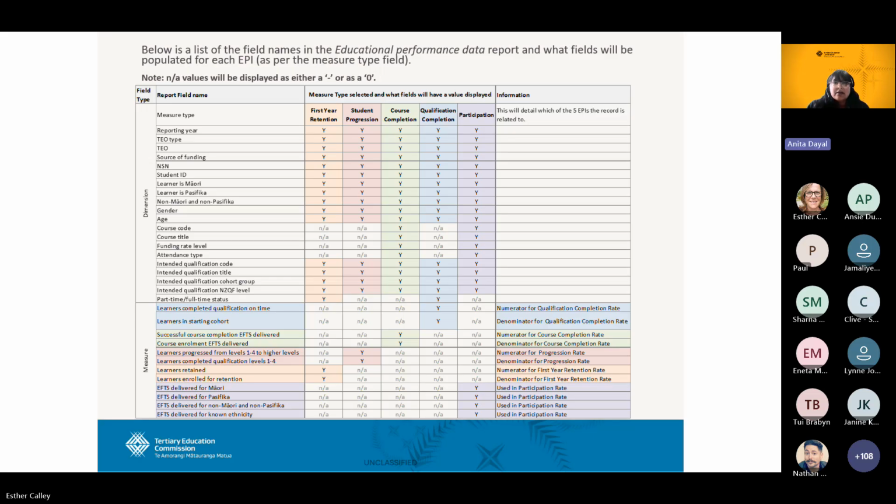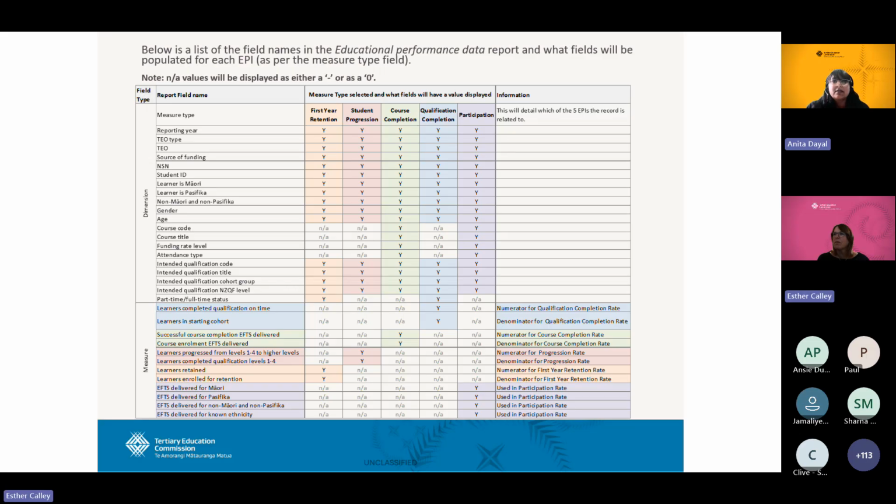I do recommend that you take some time to look at this report in conjunction with the reference table above. And then if you have any questions after that, please reach out to the customer service team and we will work with you individually to answer these.